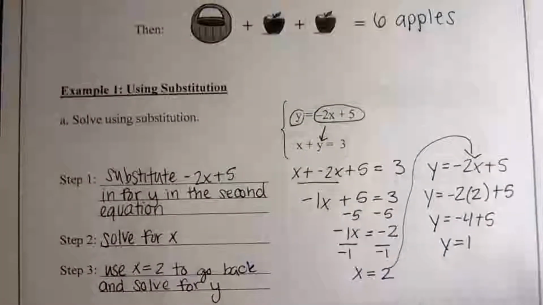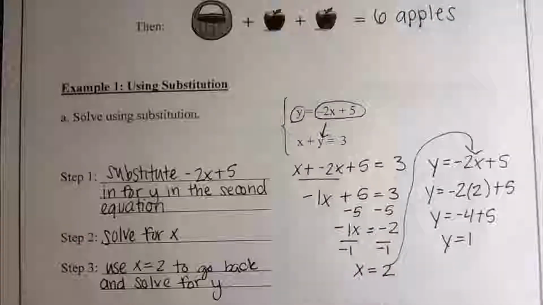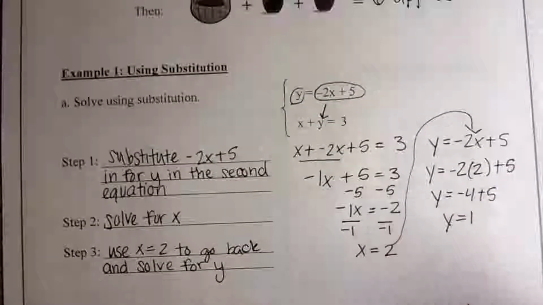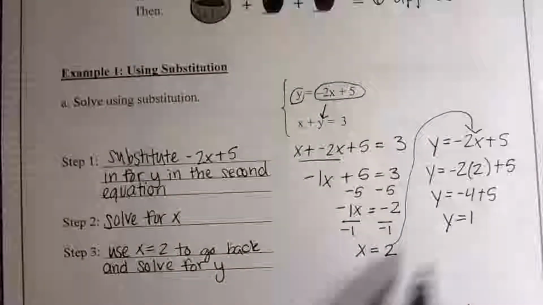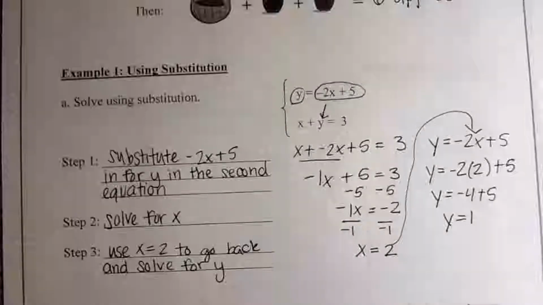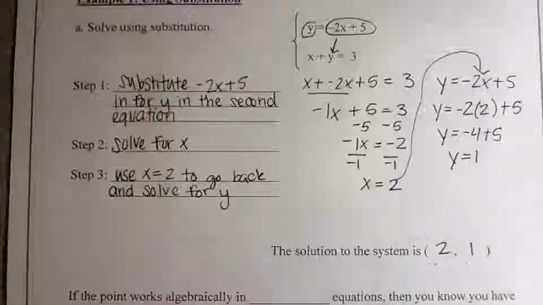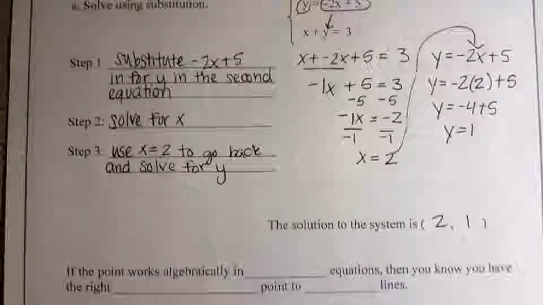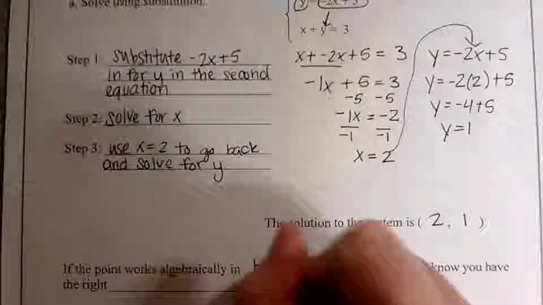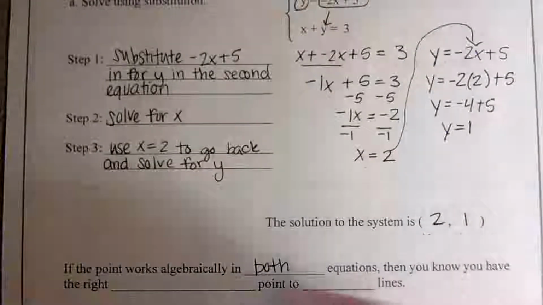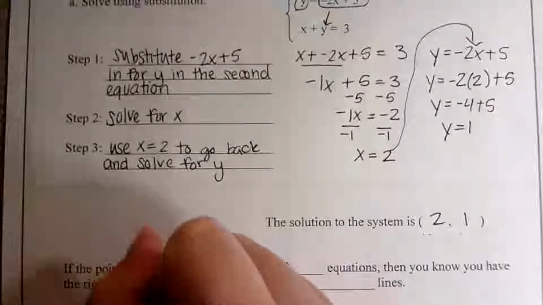So what is the solution? 2, 1. It's an ordered pair. So the solution would be 2, 1, x, y. So 2, 1. The point works algebraically in both equations. Then you know you have the right solution point for both lines.